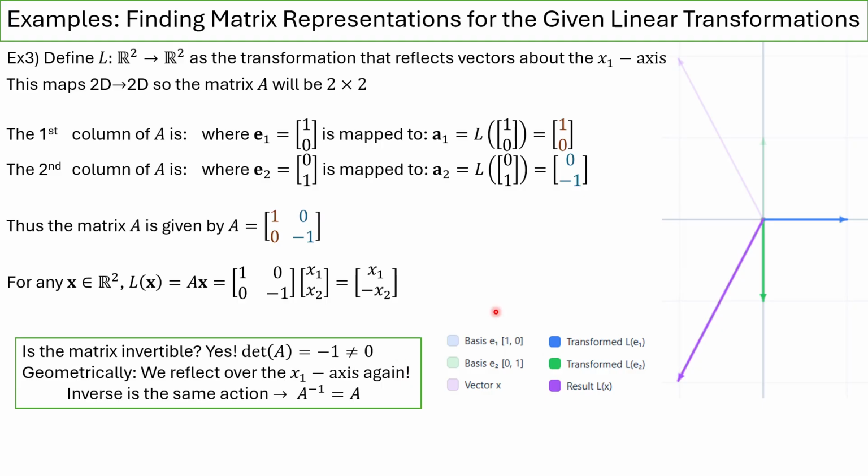But think about it geometrically. If you reflect a vector over a line, can you go back? Yes, you reflect it over the same line again, because doing the same action twice brings you back to the start, the identity matrix. The inverse of the matrix is actually the matrix itself for this specific reflection matrix style.